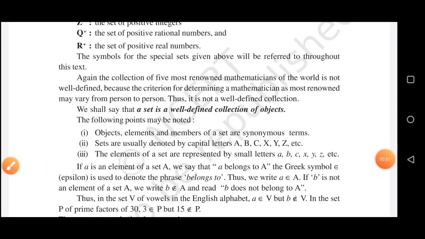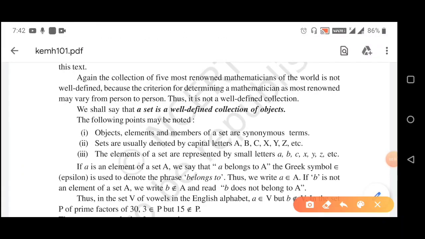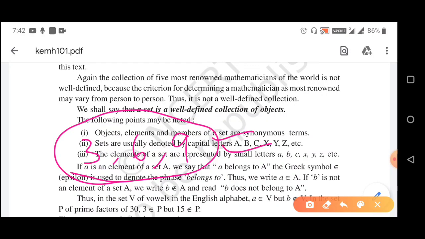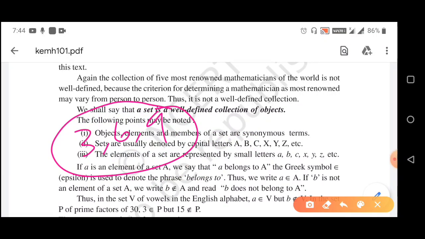And if we say the collection of multiples of 3 less than 10, then the answer will be 3, 6 and 9. For all of us, the collection will be the same because it is well defined. We can decide which number is a multiple of 3 and which are less than 10. So 3, 6 and 9 is the required collection. So this is a set because this is well defined.